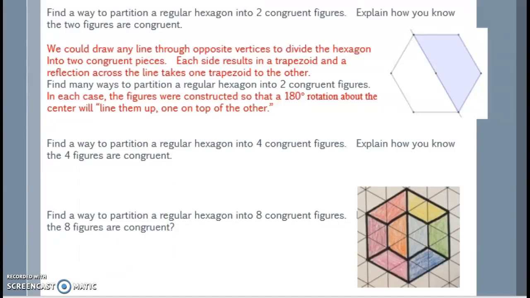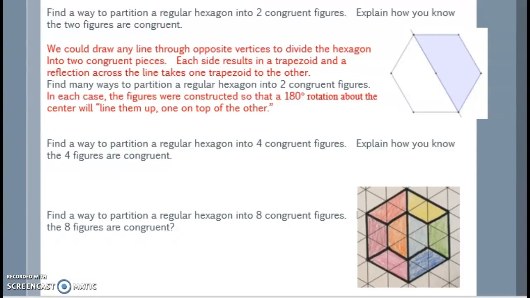Find a way to partition a regular hexagon into 8 congruent figures. How do you know the figures are congruent? So here I've partitioned, using the same isometric paper, into 8 different trapezoids. We can show they are congruent. Let's start with the vertical line. That kind of splits it down the middle here.